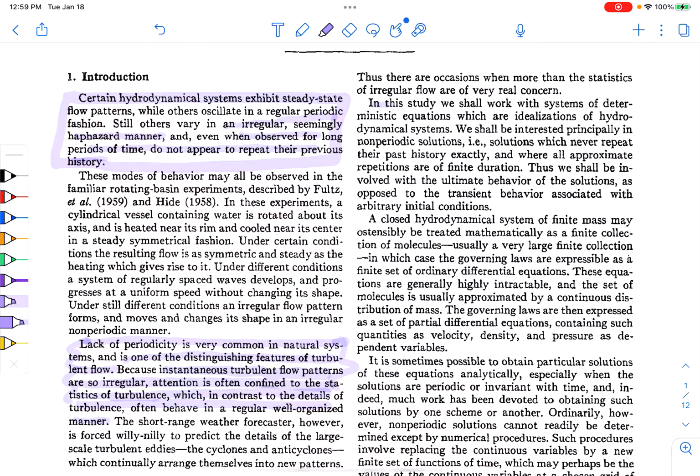This paragraph here is talking about what he's going to do exactly in this work. So let's look at the first sentence. It says, in this study, I love those words, we shall work with systems of deterministic equations which are idealizations of hydrodynamical systems. So he's going to take the equations of motion, he's going to put them in as a stream function and temperature equation, and then he's going to simplify them. And we're not going to show all those steps because we're here to study and understand chaos and sensitivity.